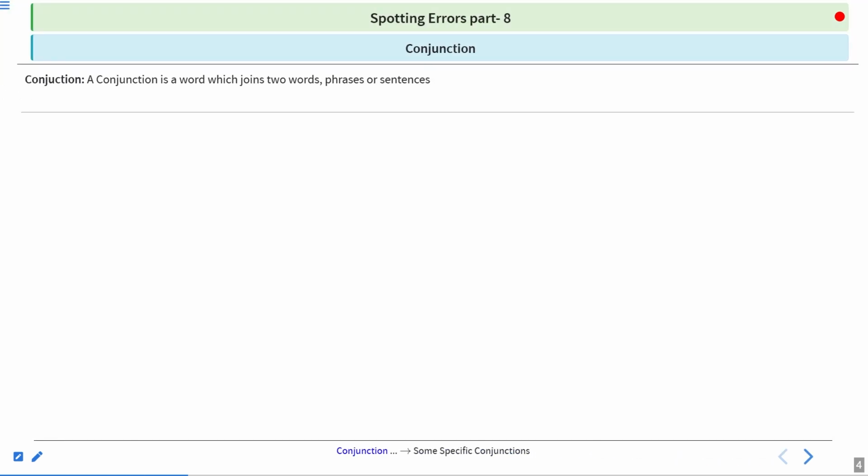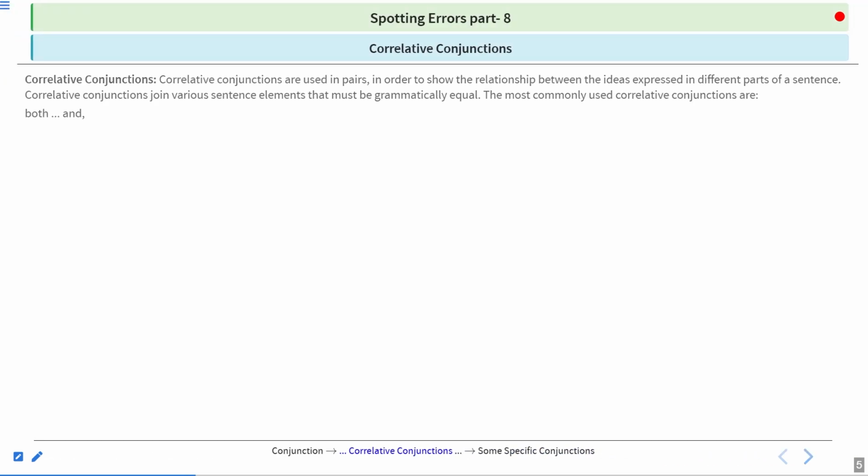Conjunction. First of all, read the definition. A conjunction is a word which joins words, phrases, or sentences. So it is a word which joins two or more words, phrases, or sentences. Correlative conjunctions are used in pairs in order to show the relationship between the ideas expressed in different parts of the sentence. Correlative conjunctions join various sentence elements that must be grammatically equal. So it must be grammatically equal.